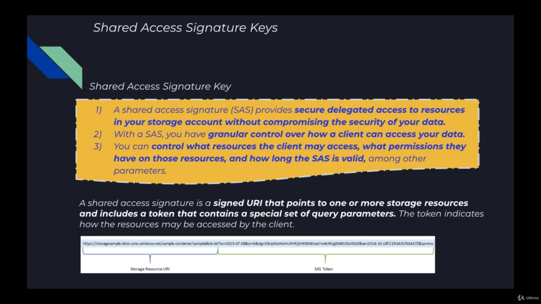A shared access signature is a URI, as you can see in the diagram, that points to one or more storage resources and includes a token that contains a special set of query parameters. Just give me a moment, I'll explain that in more detail. Just pay attention. The token dictates how the resources may be accessed by the client. You can think of the URI as the name of your storage account and details about it, and then we have the token, which contains a special set of query parameters.